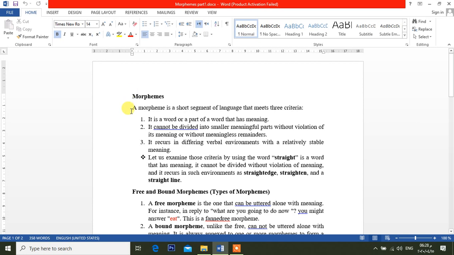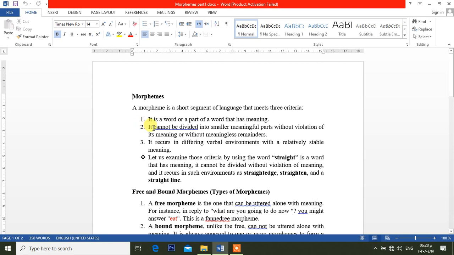A morpheme is a short segment of language that meets three criteria. What's the meaning of segment? Segment means a piece or a part of language that meets three criteria. The first criterion: it is a word or a part of a word that has meaning. Any morpheme should have meaning.